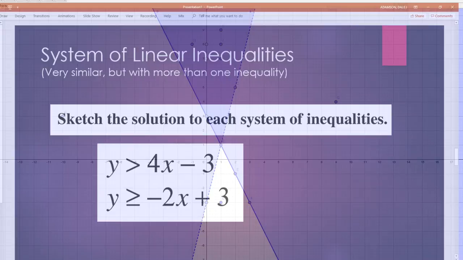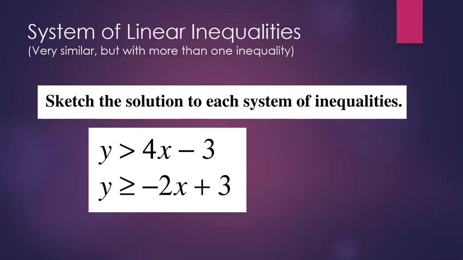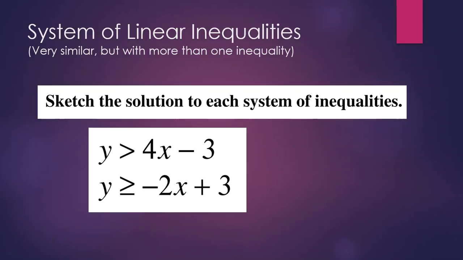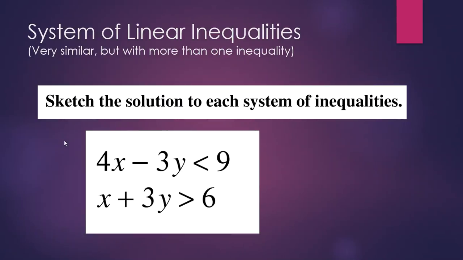All right, so let's jump back over and do one more example together. This time I'm asking you to sketch the solution to a system of inequalities that are not written in slope-intercept form. So if we look back at the last question, we had y equals mx plus b. We had a slope and an intercept. And in this question, I've given them both to you in standard form.